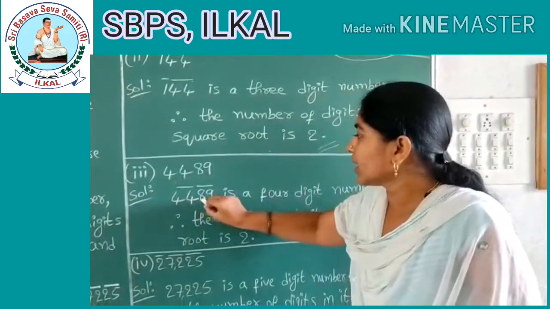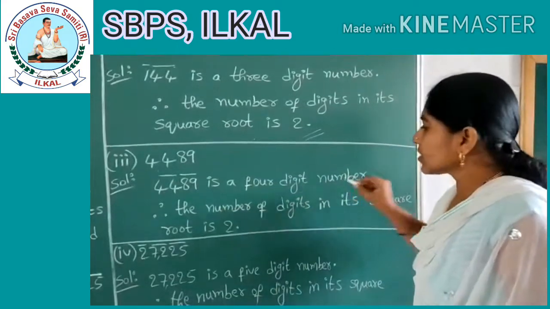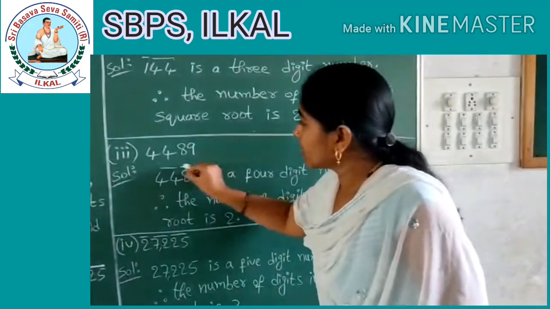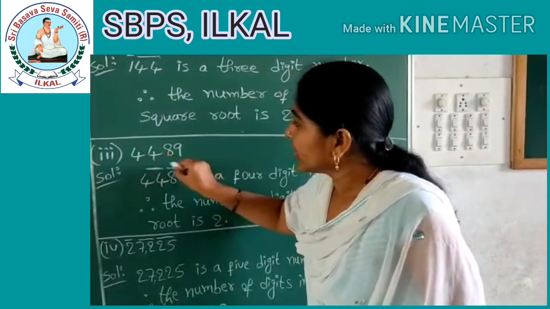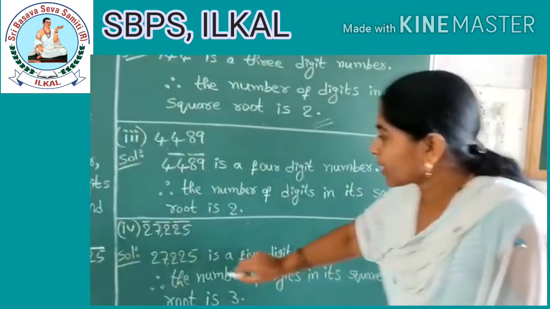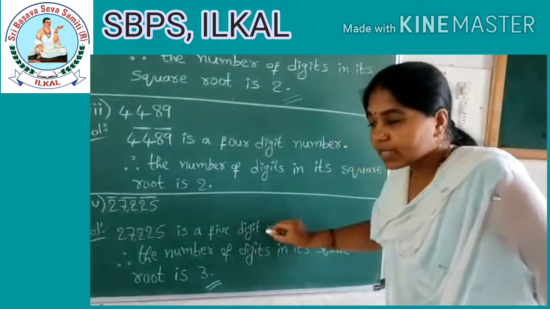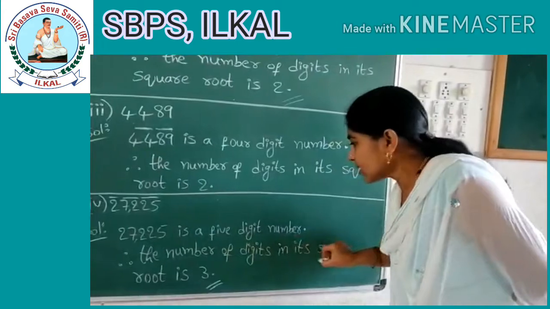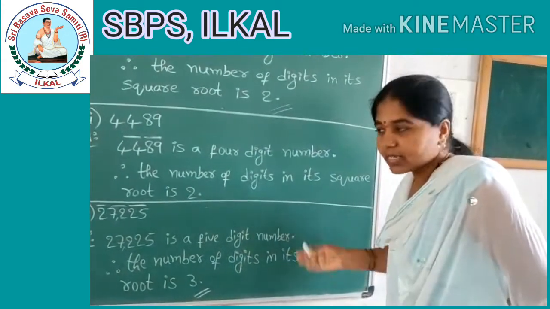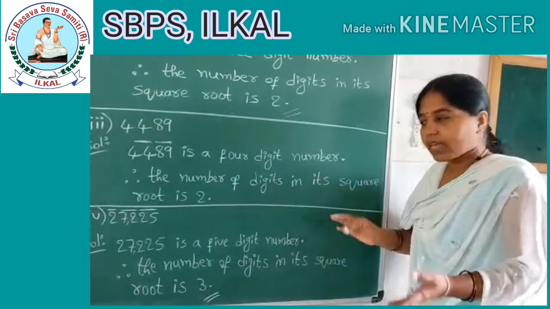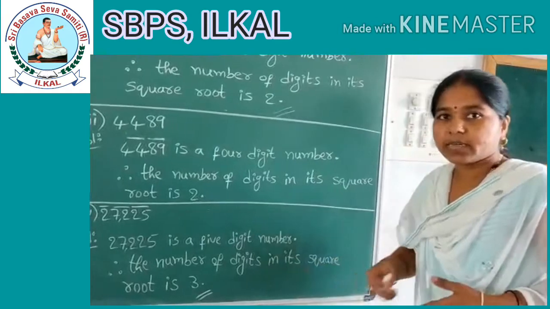Next, 4489 is a 4-digit number. Therefore, the number of digits in its square root is 2. Here 1, 2: from here onwards, when we put a bar over 2 digits, children, we get a 2-digit answer. Next, 27,225 is a 5-digit number. Therefore, the number of digits in its square root is 3. You write in this way only, children. If it is a 5 or 6-digit number, the number of digits in its square root will be 3 itself.